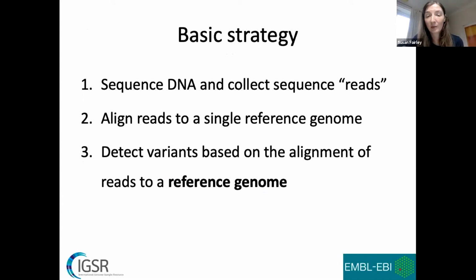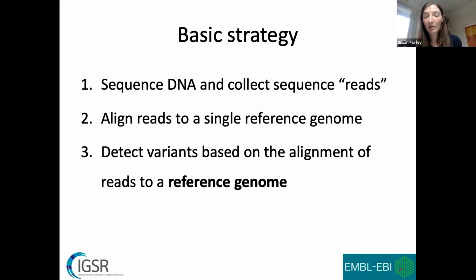So basically it boils down to this: once they got their samples, they were going to sequence the DNA and collect the sequence reads. And reads is just a term for a string of DNA, a string of bases that have come off the sequencing machine. So that's what we're talking about when we talk about reads.